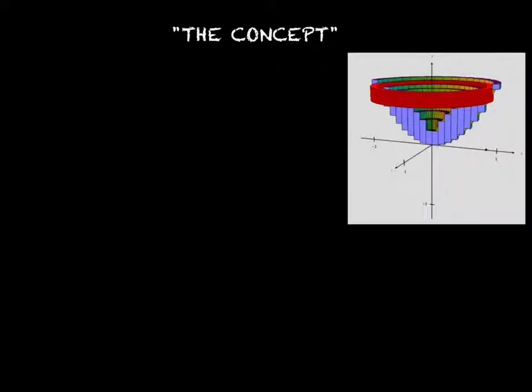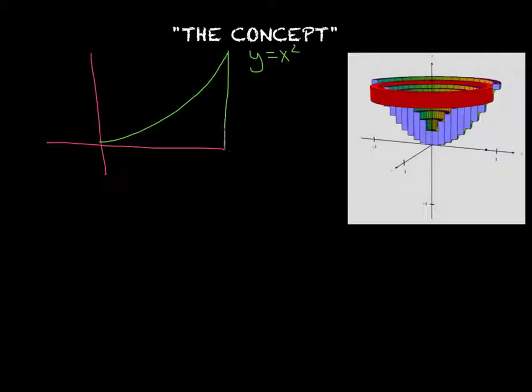let's use the curve y equals x squared to illustrate this, and the line x equals 2. And we want to revolve this region around the y-axis. So here is our region, and we want to revolve that around the y-axis.